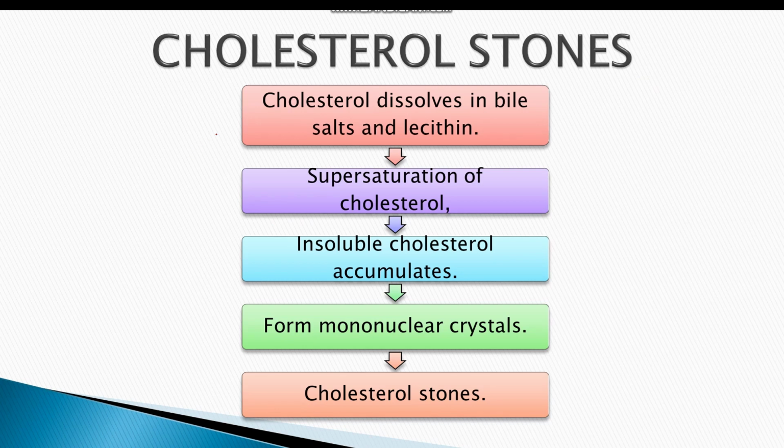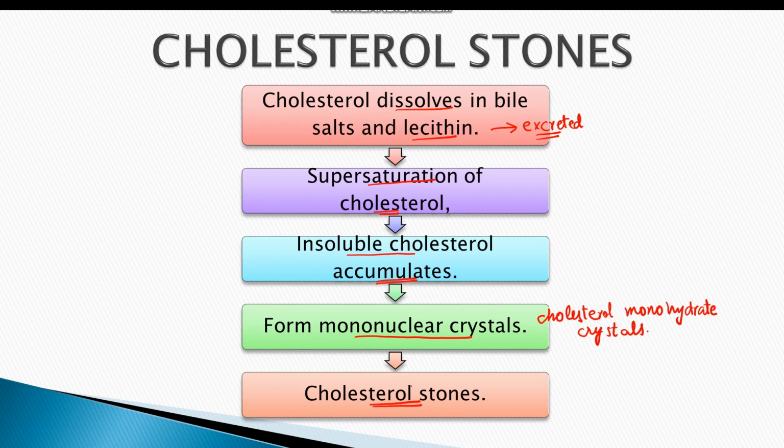The mechanism of formation of stones is different for cholesterol and pigment stones. Cholesterol dissolves in the bile and lecithin to get excreted from the body. When there is excessive cholesterol in the blood, the cholesterol secreted into the bile rises above the solubility threshold and results in supersaturation of cholesterol. This excessive cholesterol in the bile becomes insoluble and it starts to accumulate within the gallbladder. The insoluble cholesterol forms mononuclear crystals, which are known as cholesterol monohydrate crystals. These cholesterol monohydrate crystals come together to form cholesterol stones.